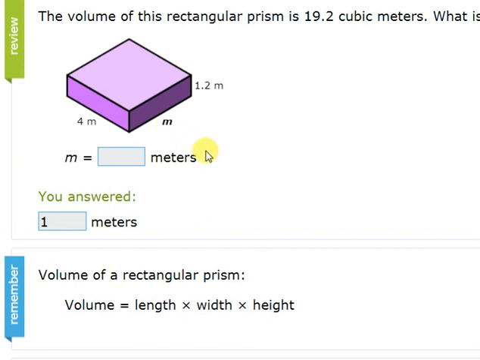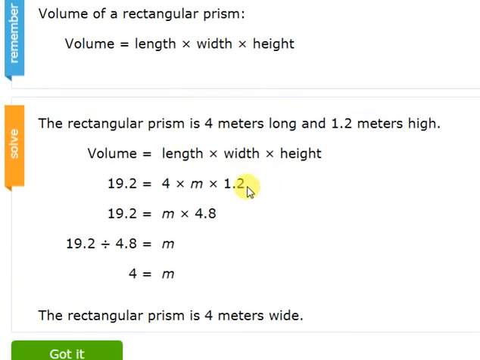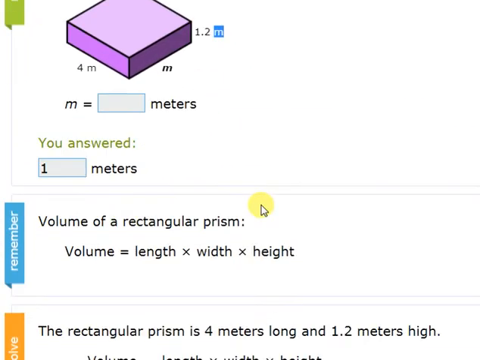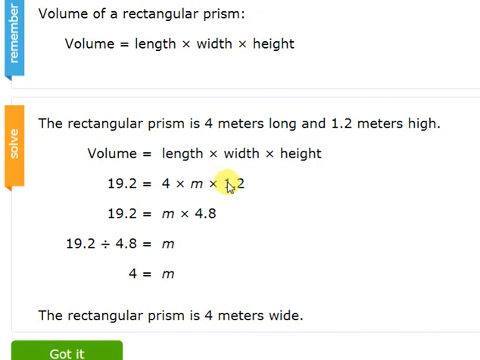The width is not given, so I have written m here. You can use any other variable if you want. Then the height is 1.2 meters, so the height should be 1.2 in the equation. Now we have an equation with one unknown, so we can simplify it to find its value. 4 times 1.2 is simply 4.8. Then we have to divide this on the other side of the equation. Dividing this will give us 4. That means the answer for m is 4.